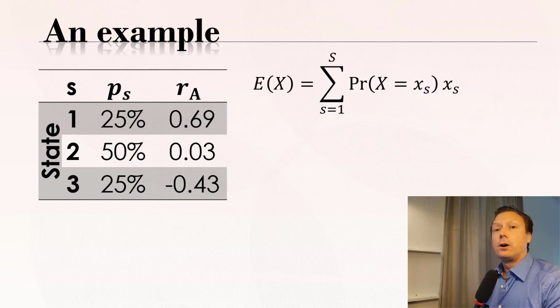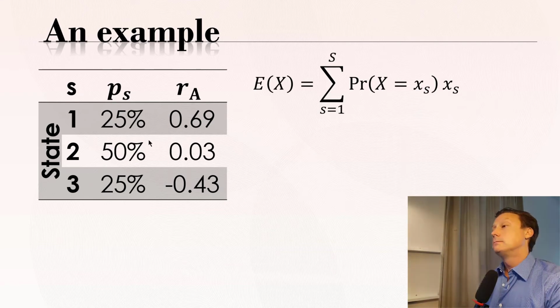Let's assume that we are holding a portfolio in a world where we have 3 possible outcomes. We have state 1, state 2, and state 3. The first outcome is going to happen 25% of the time. And in this case, we're going to earn 69% on our portfolio. So the return on portfolio A is going to be 69%, 25% of the time.